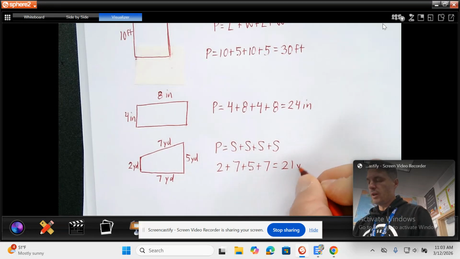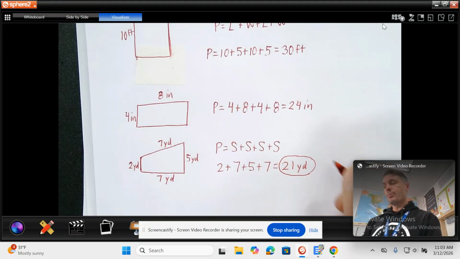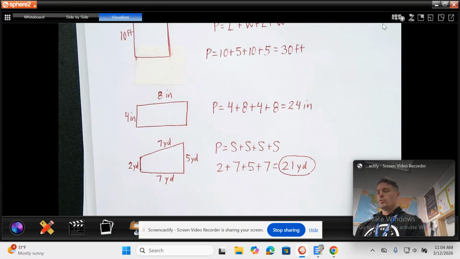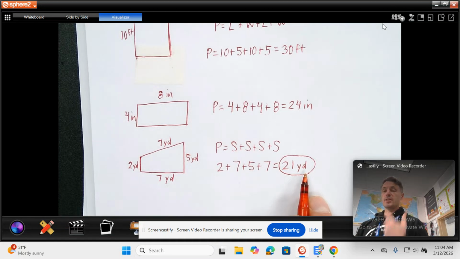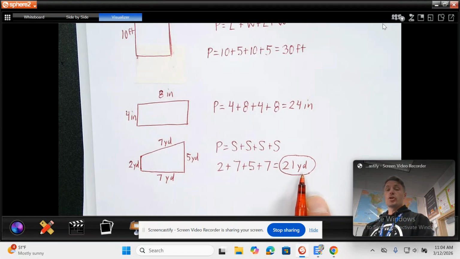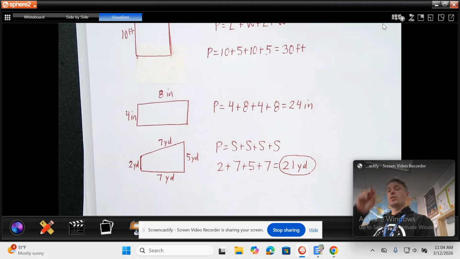So it's 21 yards. Now, you might remember in the last chapter when we were finding volume that we always had to raise every answer to the third power, and that's because it was a volume answer, so it had length, width, and it had height. These answers are just linear answers. That means they're just length. It's just the total length or the total distance around something.